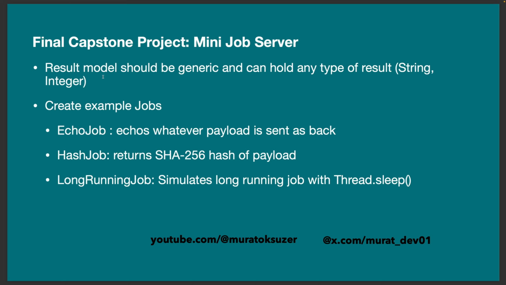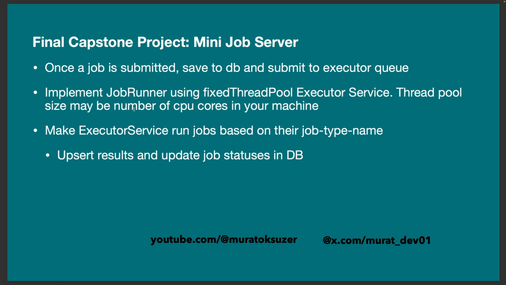Result model should be generic and should be able to hold any type of result, string, integer, etc. Here are the example jobs to create. First, echo job, that echoes whatever payload is sent back. Second, hash job, that returns SHA hash of payload. And finally, long running job, that simulates the long running job with thread sleep method.